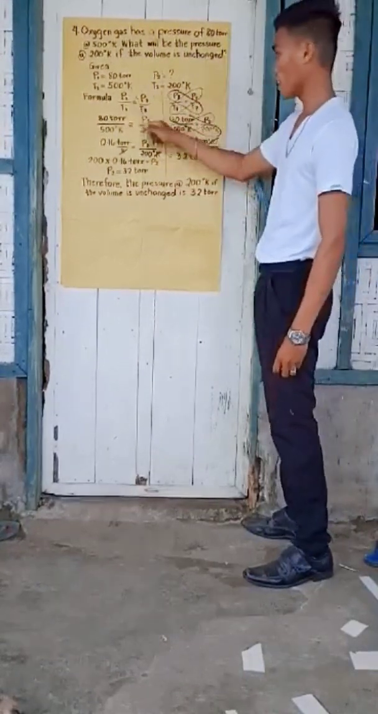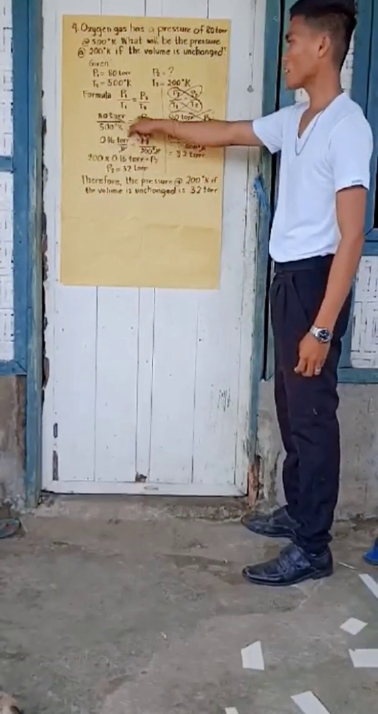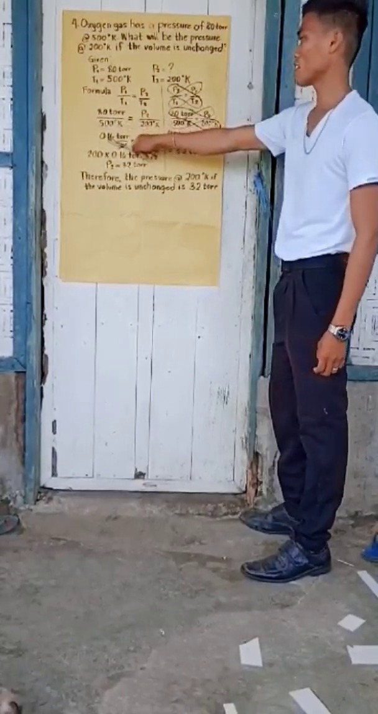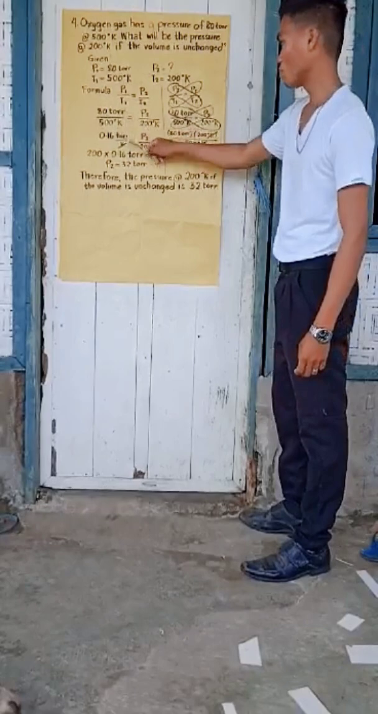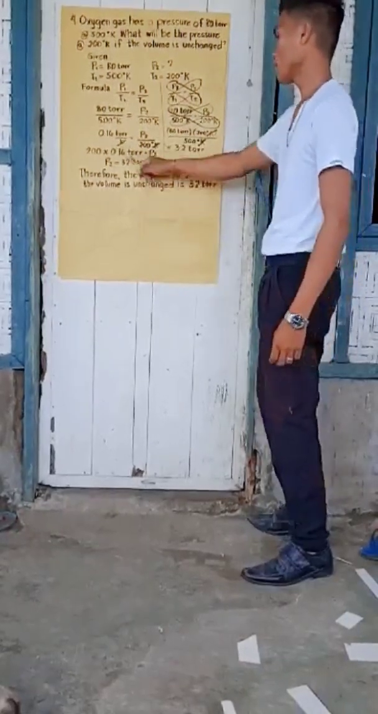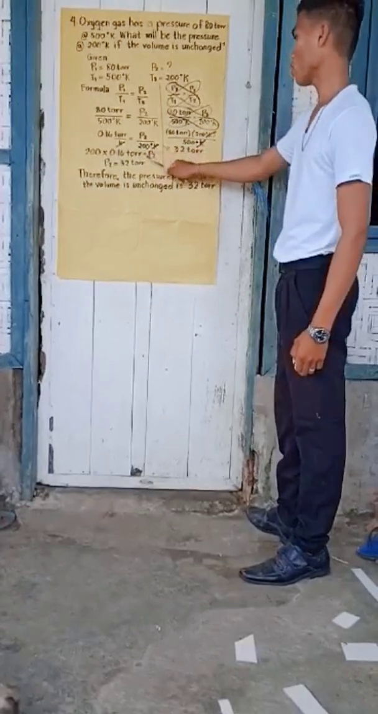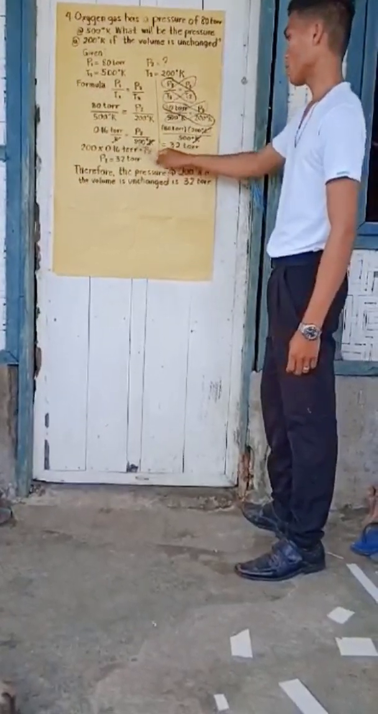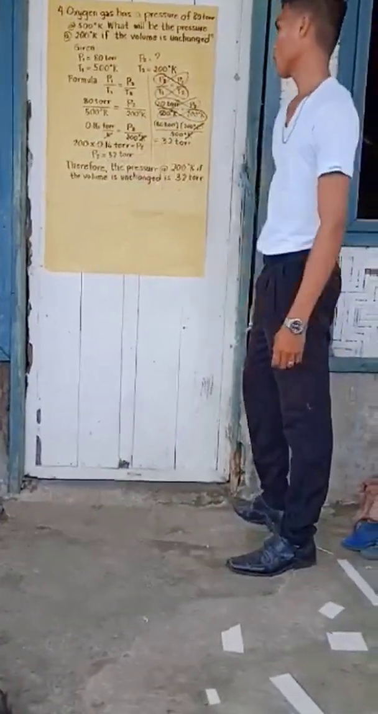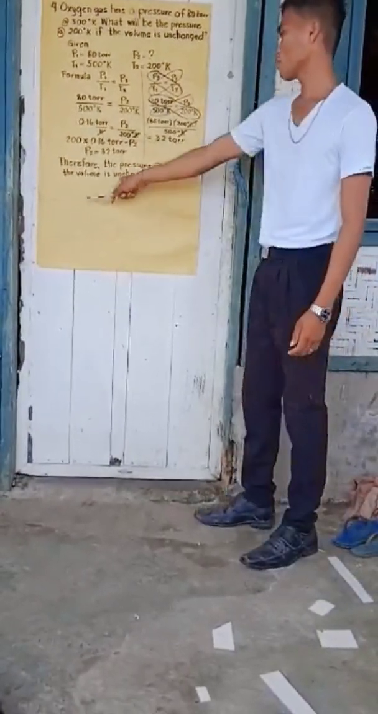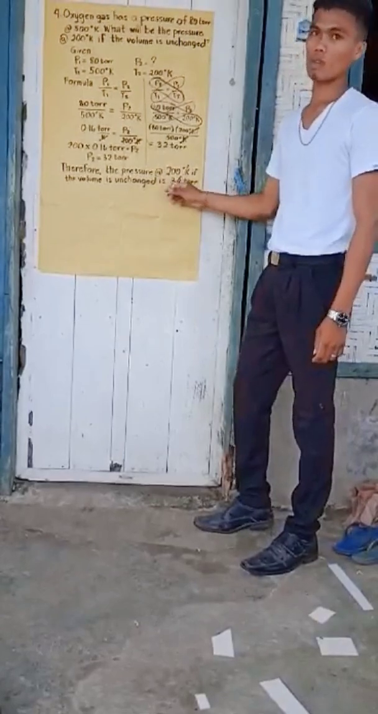So 80 torr divided by 500 degrees Kelvin, the answer is 0.16 torr. So 200 times 0.16 torr is equal to P2. So the answer is, the P2 is 32 torr. Therefore, the pressure at 200 degrees Kelvin if the volume is unchanged is 32 torr.